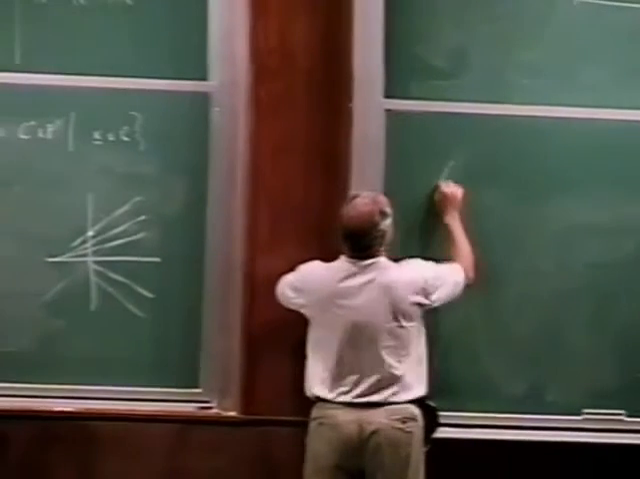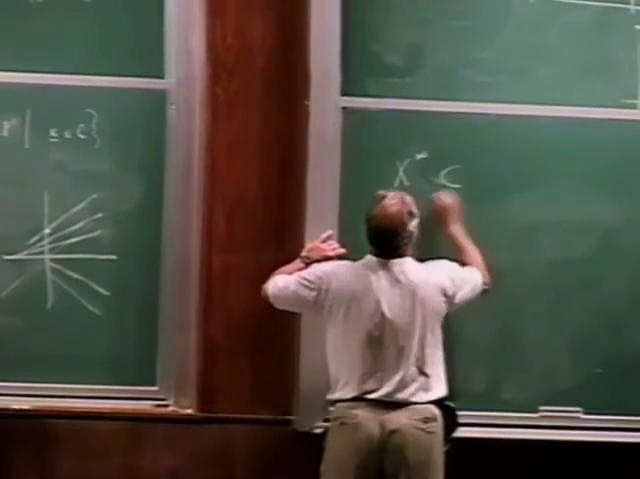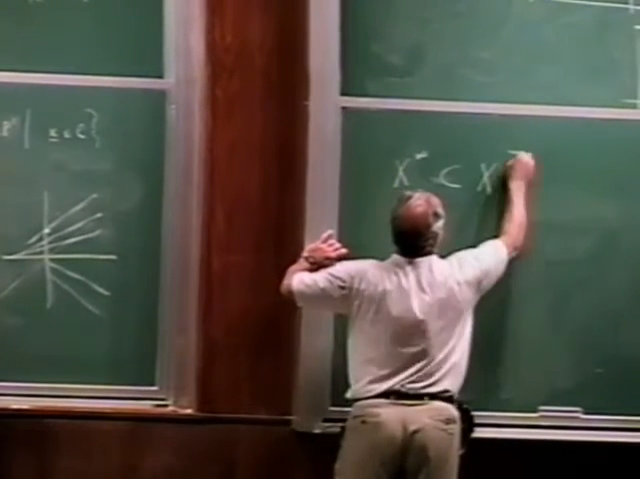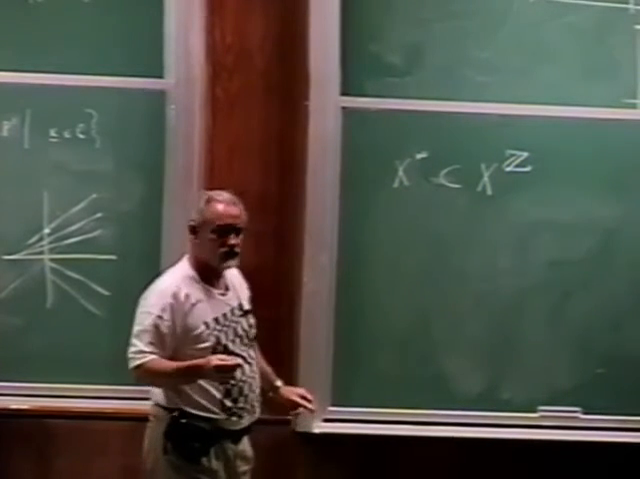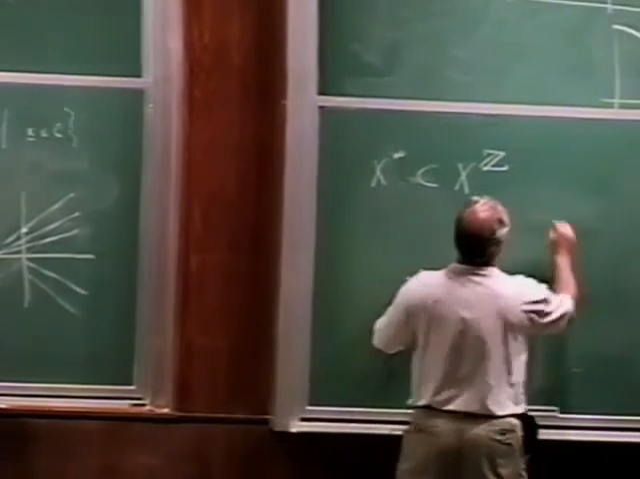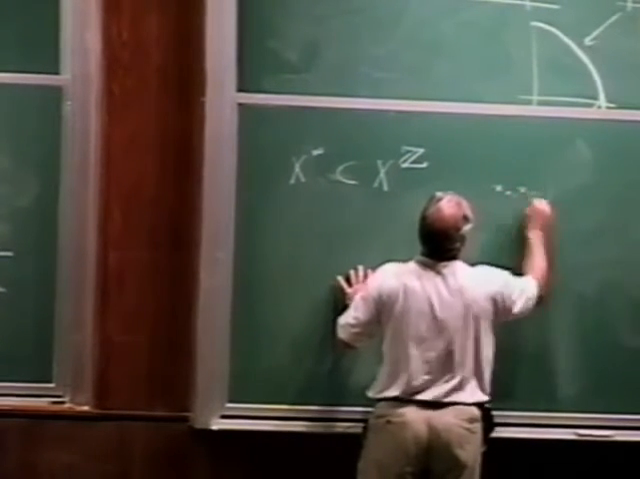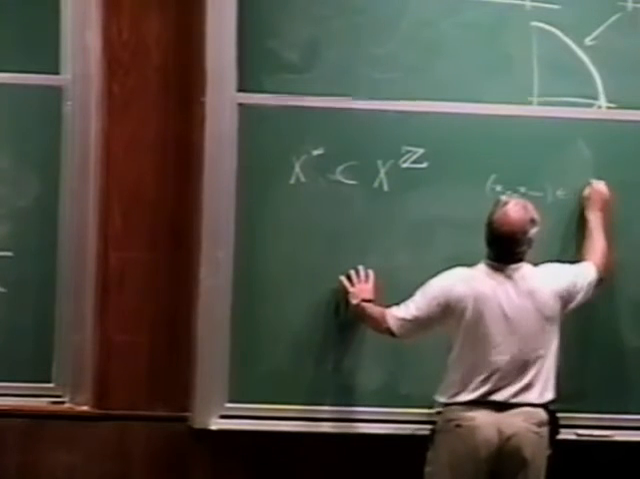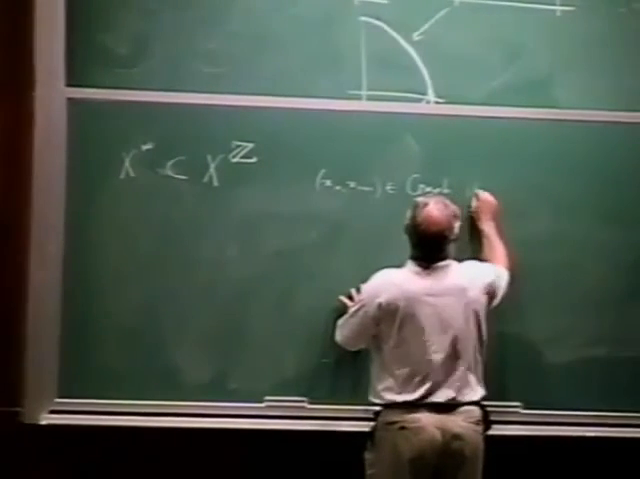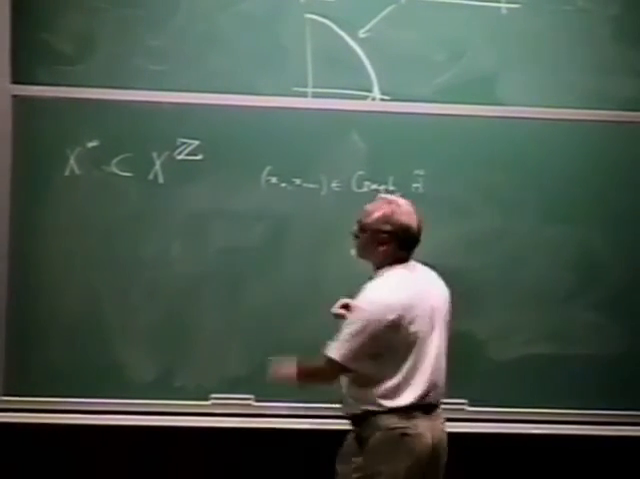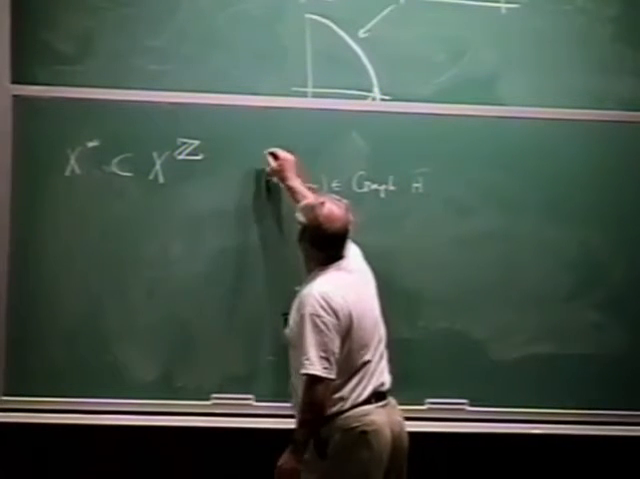I'm going to speak about X infinity, which is equal to the subset of X to the Z, the set of sequences of points in X, such that x_{n+1} lives in the graph of h tilde, or perhaps the graph of h. And then I'm going to take the closure.